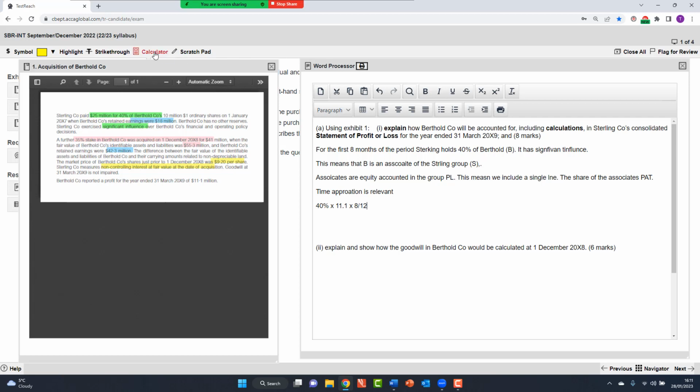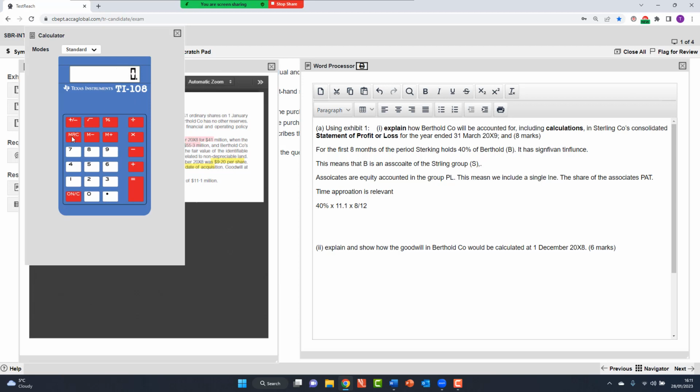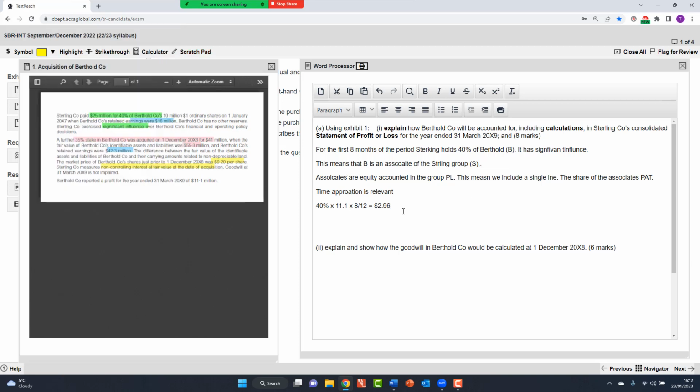So therefore, this is where I basically get the calculator out and I say, okay, what are we doing here? We're taking 40%, 11.1, we are multiplying that by 8, and we are dividing that by 12, and that is going to give us a number which is going to be reported in the group profit and loss account, and that number is 2.96. Now, what I think I've done there is answer the first part of the question when it's to do with the associate. Yeah, and we now are achieving control.